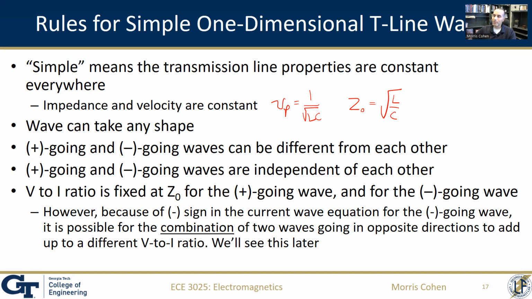One thing I'm going to note is that if I have two waves that are moving in opposite directions, because the currents are flipped with respect to each other, if I add up the total voltage and the total current, that ratio may no longer be the same as Z0. In fact, we're going to see later, it's not. But for each of those two waves, the positive going and the negative going, the voltage to current ratio must be Z0.